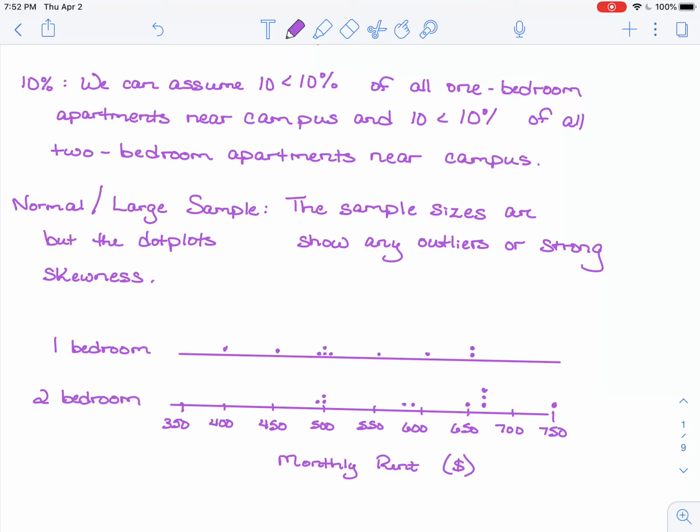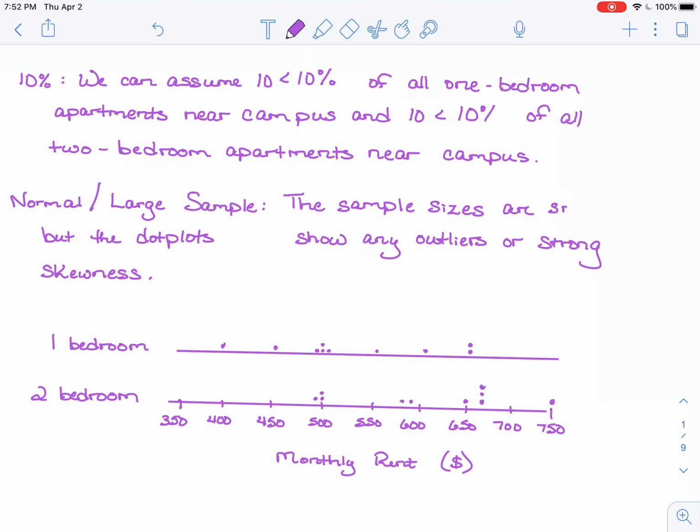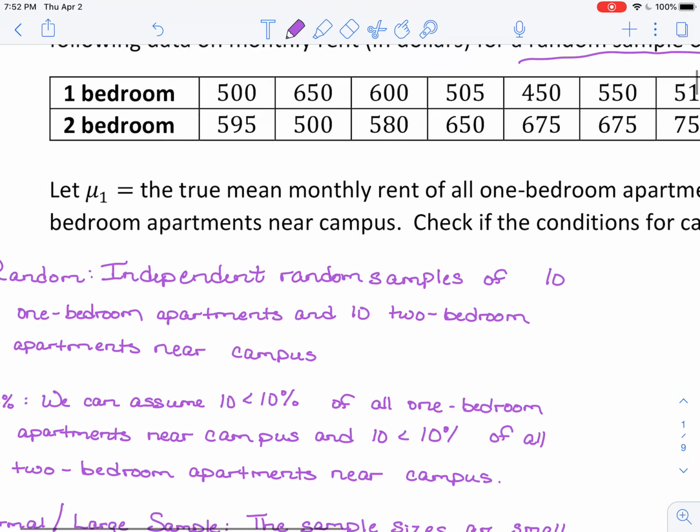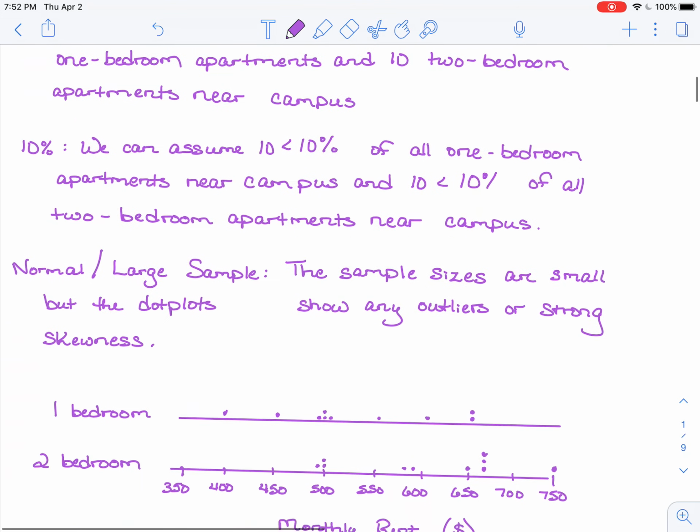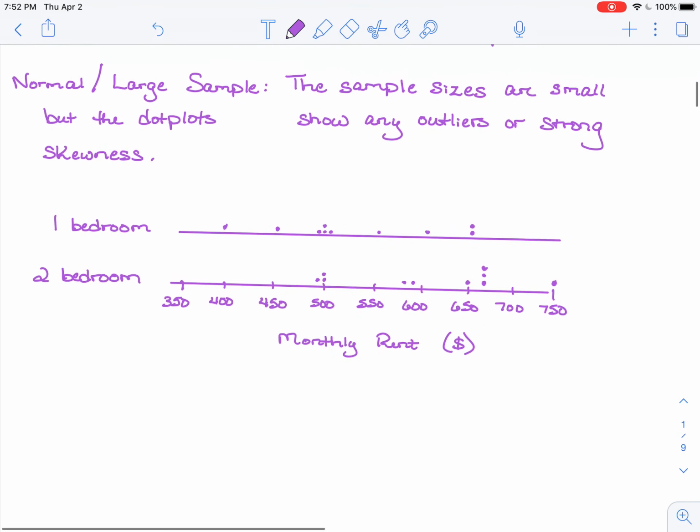I'm putting it in context, but so you didn't have to sit there for a full minute watching me write something, I went ahead and wrote it out in advance. And then the last one, the normal/large sample. The sample sizes are small, which is problematic. We can't just jump to the easy check of this condition yet. But I look at the dot plots, which I created. I just looked at the given data and sketched the dot plots. They are not perfect, nor do they need to be, but I do need to actually show that I've looked at these dot plots.